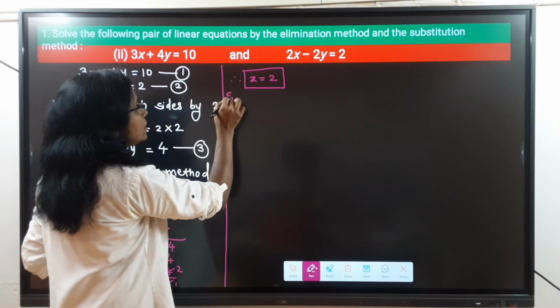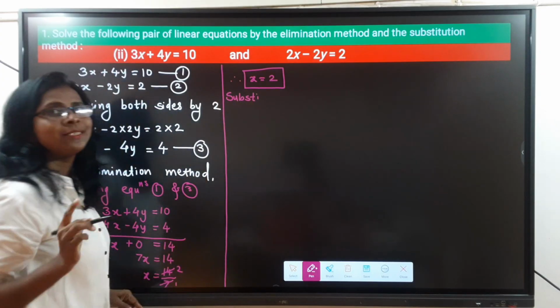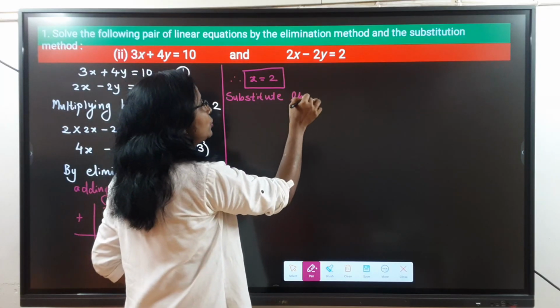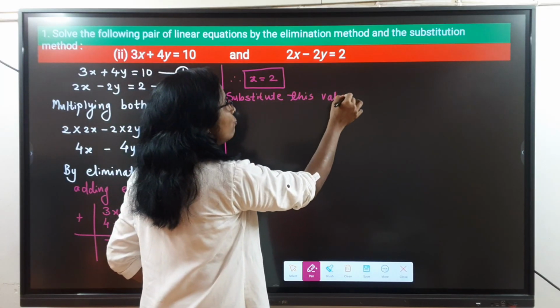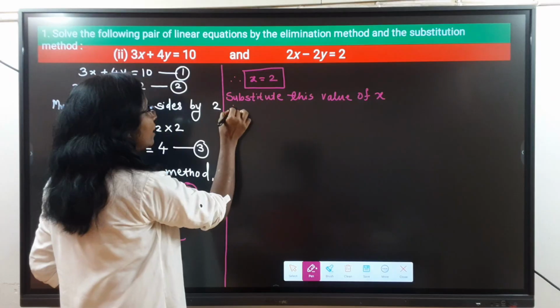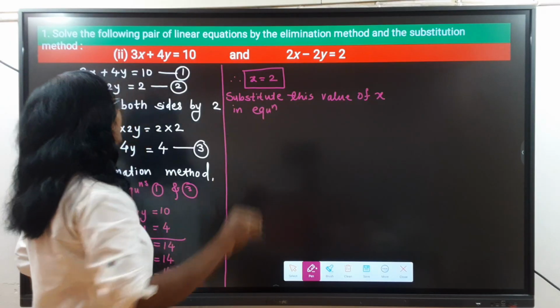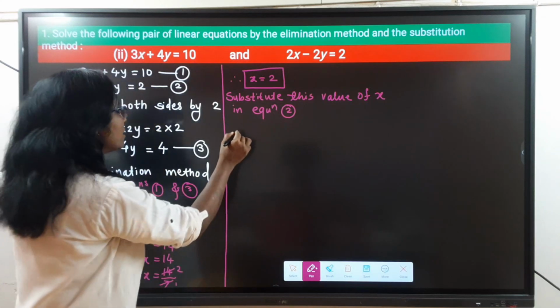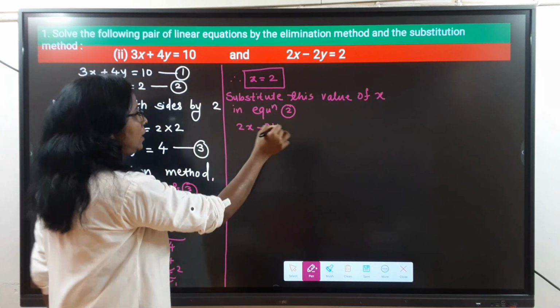Now here students, substitute. The next process is substitution. Substitute this value of x in equation 2. So what is the second equation students? 2x minus 2y is equal to 2.